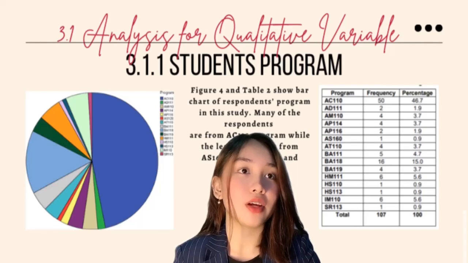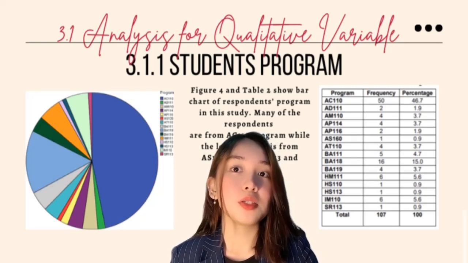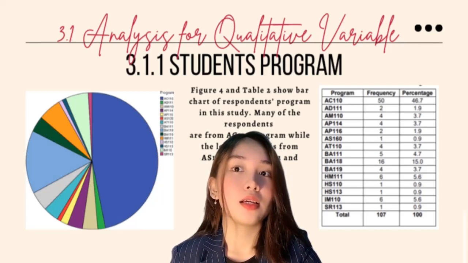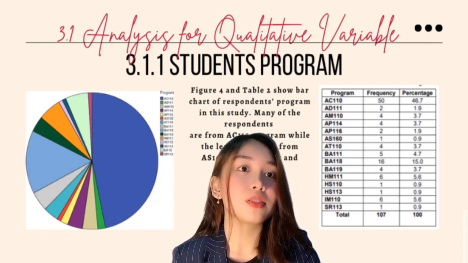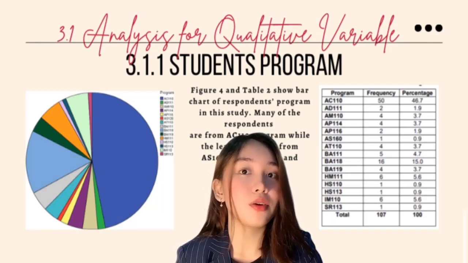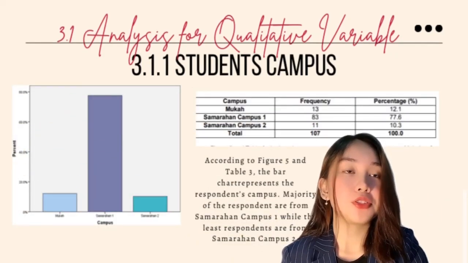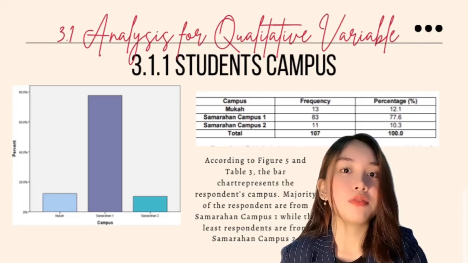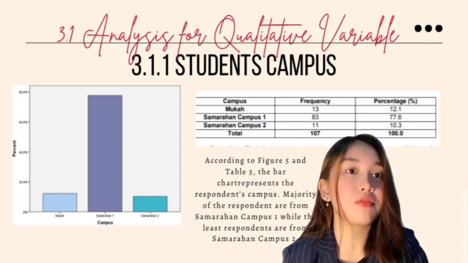Analysis for qualitative variables. 3.1.1 would be the students' program. As you can see, Figure 4 is the bar chart of respondents' program, and Table 2 is the table of students' program. Figure 4 and Table 2 show the respondents' program in this study. Many of the respondents are from the AC110 program, while the least students are from AS160, HS110, HS113, and also SR113. 3.1.2 would be the students' campus. According to Figure 5 and Table 3, the bar chart represents the respondents' campus. The majority of the respondents are from Samarahan Campus 1, while the least respondents are from Samarahan Campus 2.